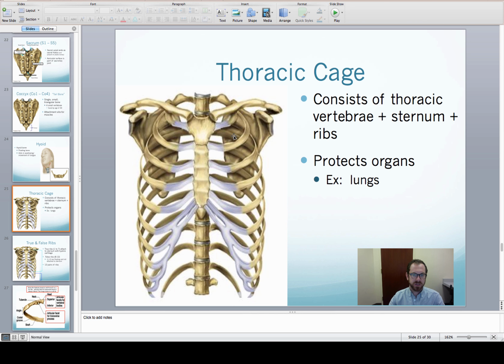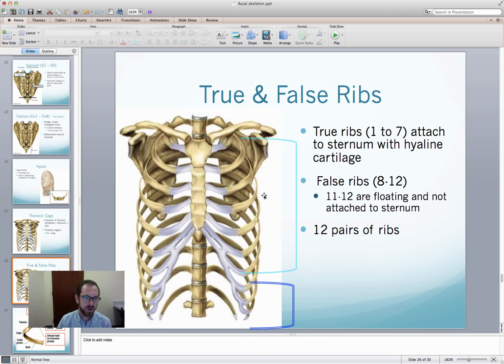We're switching gears again, and now we're talking about the thoracic cage. The thoracic cage consists of your thoracic vertebrae, all of your ribs, and your sternum. And the function of your thoracic cage is to protect vital organs such as your heart and your lungs. First, let's talk about our ribs. We have 24 ribs in total, 12 on each side.